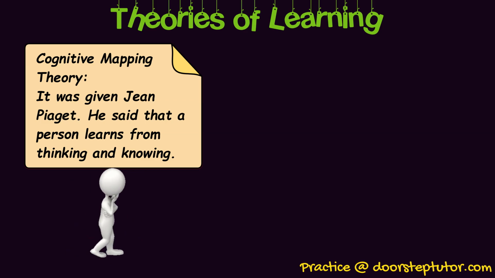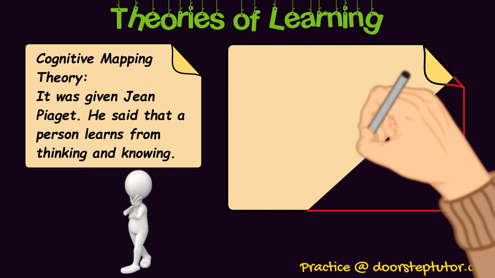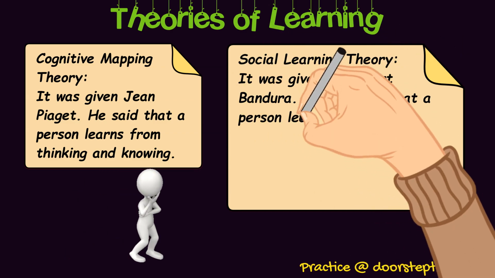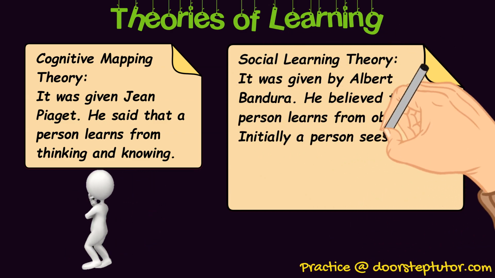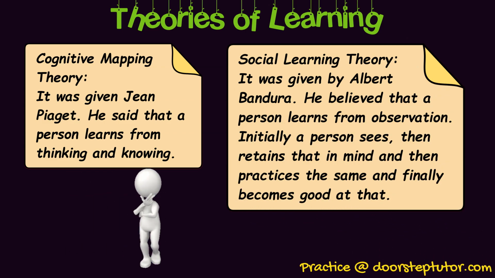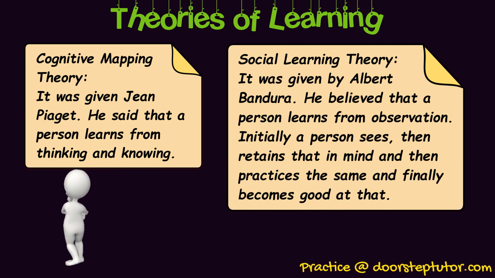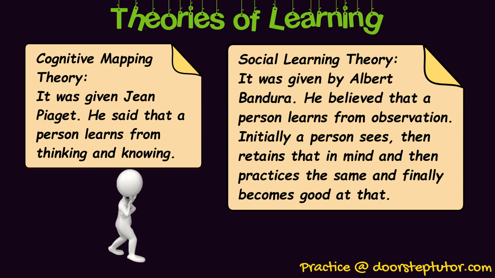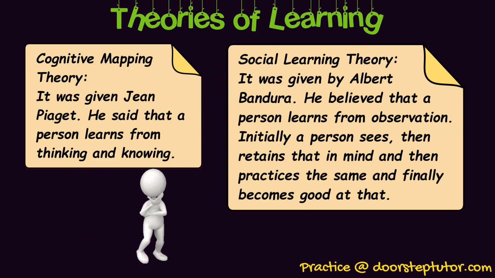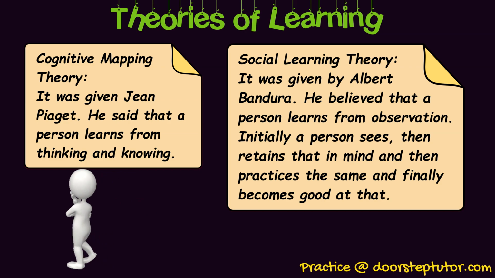So Jean Piaget was basically of the opinion that a person learns from his or her cognitive ability, thinking ability, right? Then the last one is the social learning theory. It was basically given by Albert Bandura. See, Albert Bandura believed that a person learns from observation. What happens is initially a person sees something, then retains that in the mind, and then practices the same thing and finally becomes good at that.